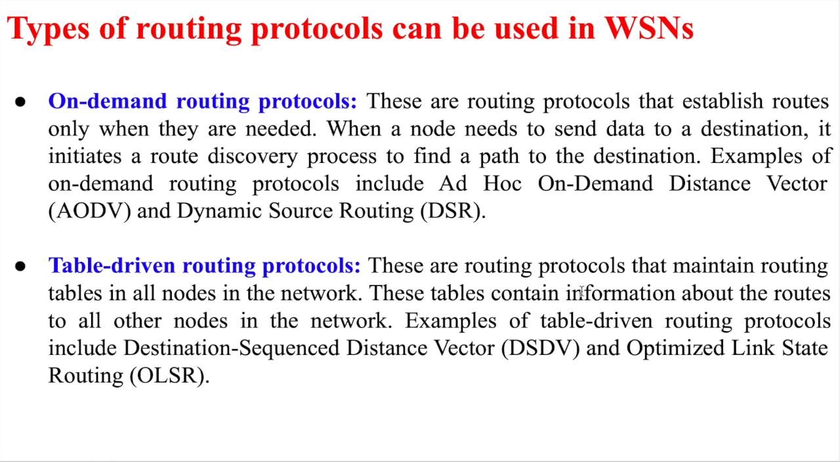Another is the table-driven routing protocol. In that case, routing protocols maintain the routing tables in all the nodes in the network. That means each node has information about the other nodes. You have the routing information, so whenever you have data, you can start transmission. You are not worried about collecting the information of the network, making the routing path, and then transmitting. So the delay is very less.